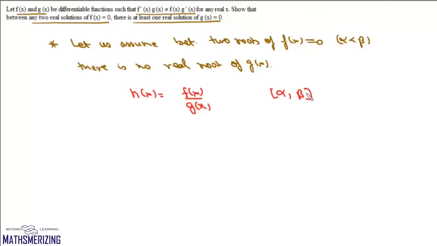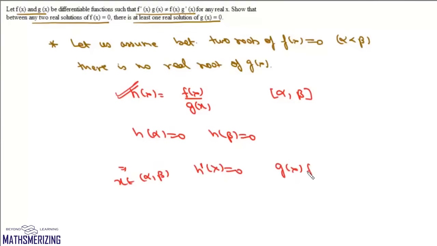Now since both the functions are continuous and differentiable, g(x) is unequal to 0, and h(alpha) is 0 and h(beta) is also 0. That means this function h(x) satisfies all the conditions for Rolle's theorem. Now Rolle's theorem says there exists at least one x in the interval (alpha, beta) such that h dash x is 0. Now what is h dash x? It is g(x) into f dash x minus f(x) into g dash x, and it will be equal to 0.